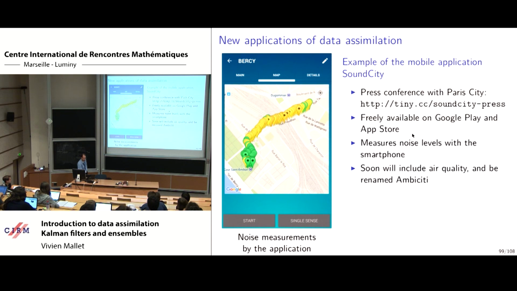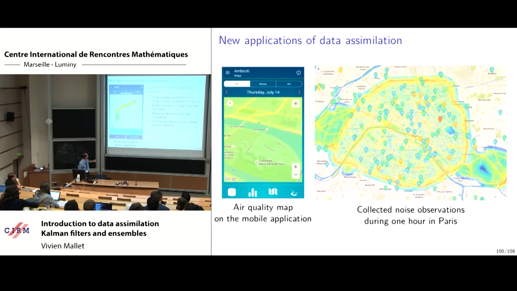We have an application on Google Play and the App Store, and it measures the noise levels with a microphone, either automatically during the day, or intensively around a journey, like you can see here. And the point is, what to do with this observation and the noise simulations that exist as well, and to merge the two, with these maybe low accuracy measurements that come in pretty big amounts, and which are mobile and so forth. So we have simulation of air quality in the forthcoming application as well, and we want to merge all this information in order to improve the maps.